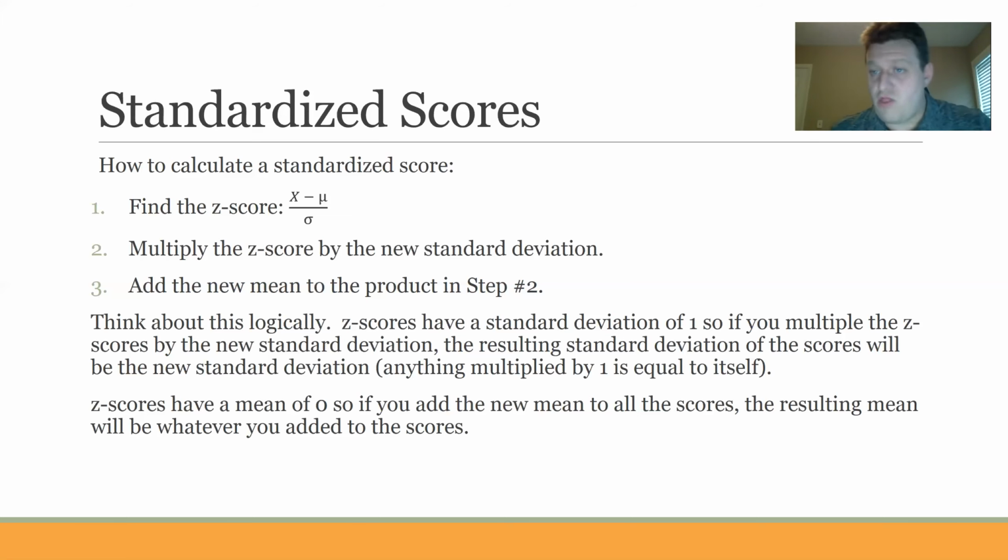All right. The mean of a z-score is 0. So we're going to add the new mean. 0 plus anything else is whatever that thing was, right? So if we take 0 and add it to the new mean, it's going to be whatever we wanted the new mean to be. I hope that made sense. We'll see this in action, so hopefully that'll make a little bit more sense to you.